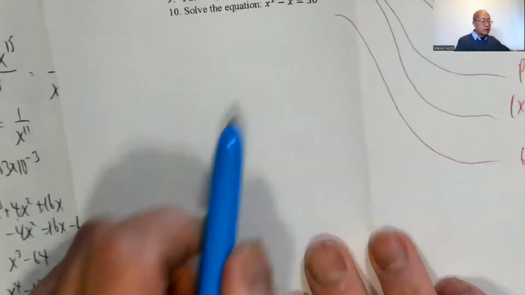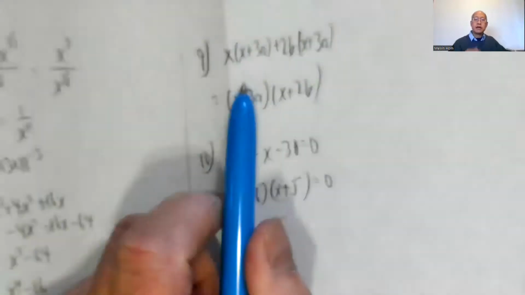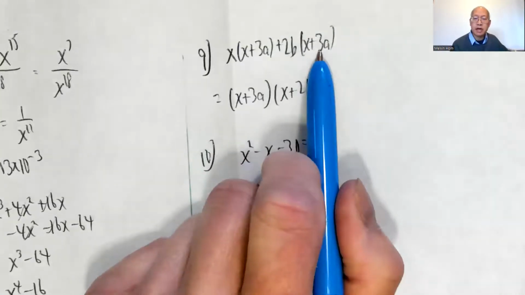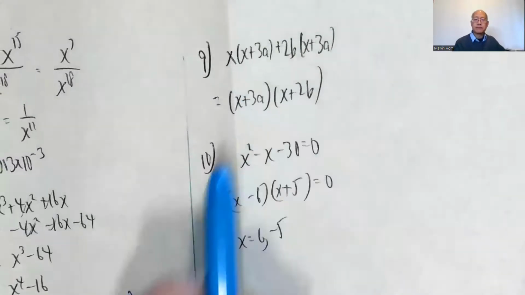The first pair, you can factor out an x. The second pair, you can factor out a 2b, like so. So x times x plus 3a plus 2b times x plus 3a. Then factor out the x plus 3a, and you have left over x plus 2b.